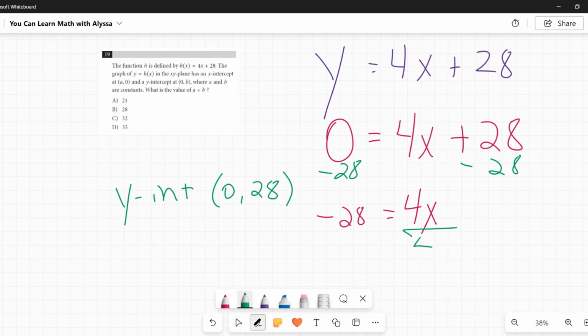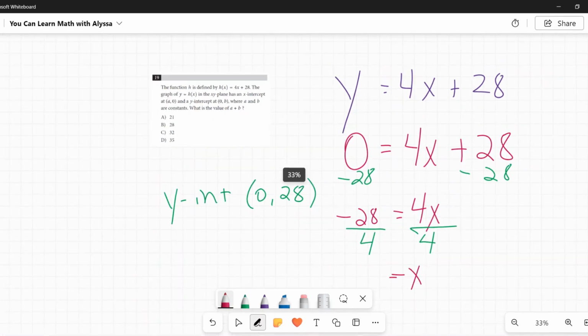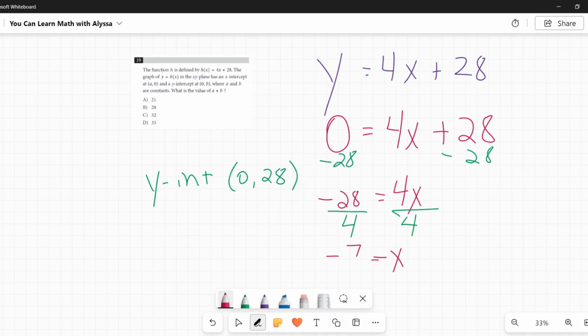So to undo that, I need to do the opposite. Divide both sides by 4. And I get just that x on the left. And negative 28 divided by 4 is negative 7. So my x-intercept is negative 7, 0.